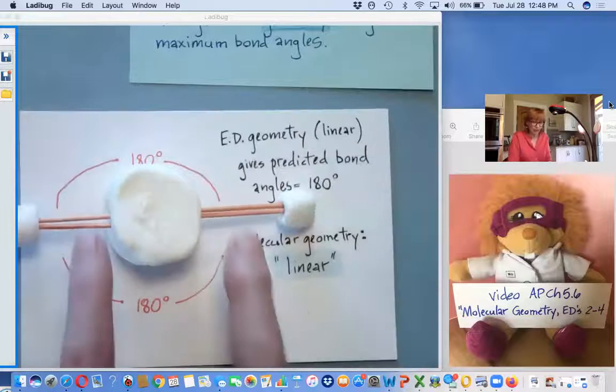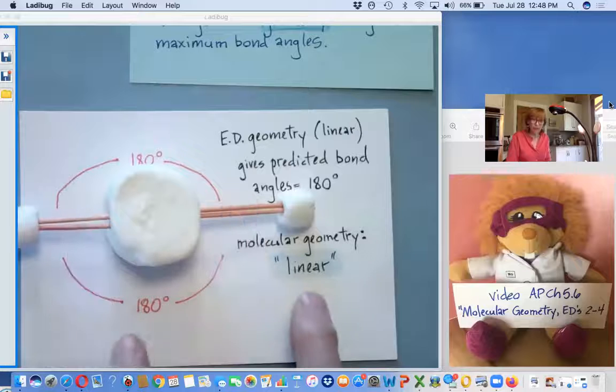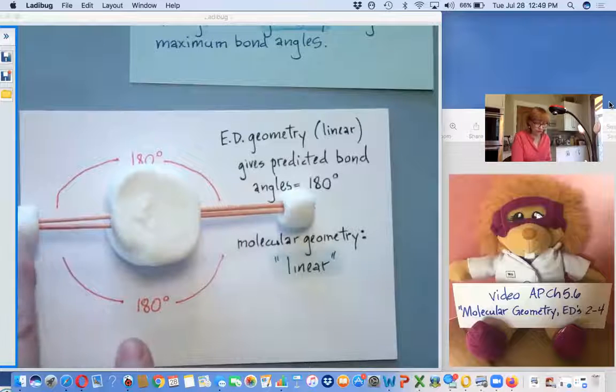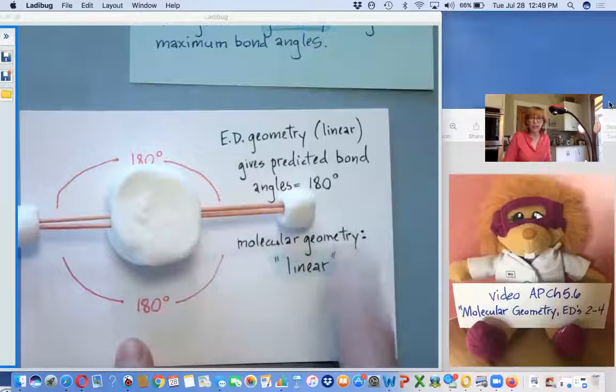And because both of these are bonds, when we consider the molecular geometry, we're just looking at the atom to atom. And this is very linear with a 180-degree bond angle. Okay, that's a lot.